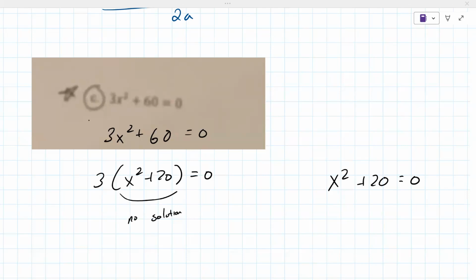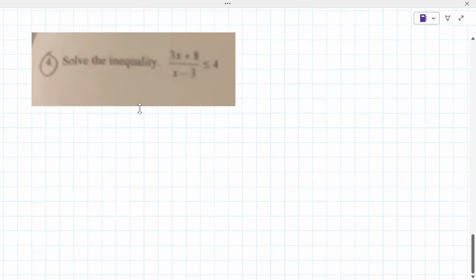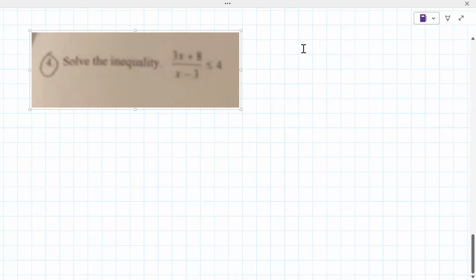Okay. What's the next one here to look at? Maybe 4? Yes. Solve the inequality. This is a lot like the first one we did. It's a good one for us to redo. And just keep in mind, we have about 10 minutes left. So if there's something else you want to work on, maybe prioritize.